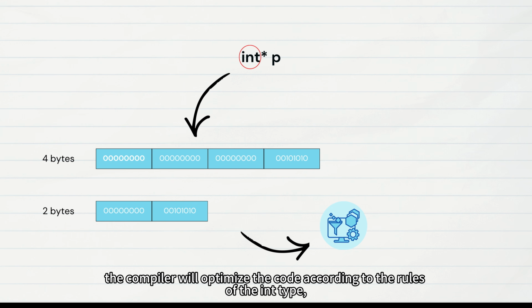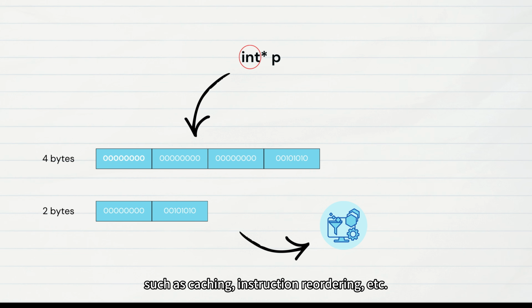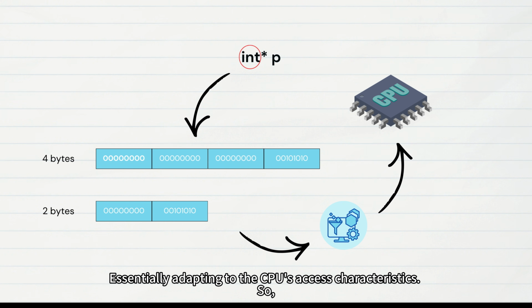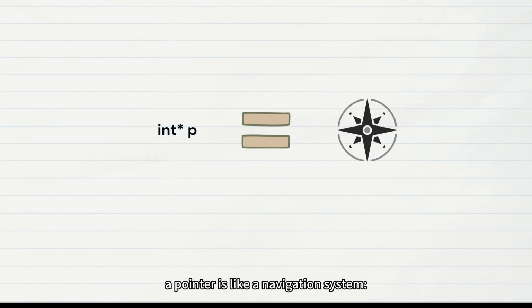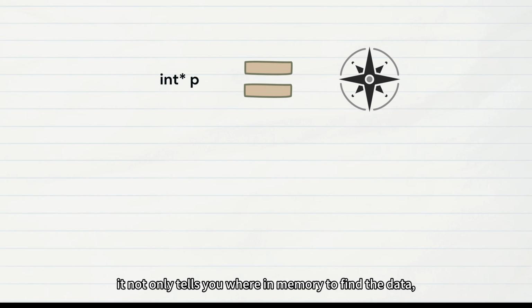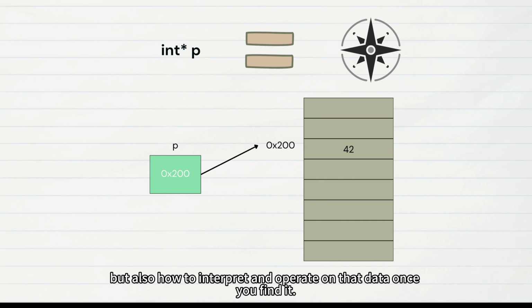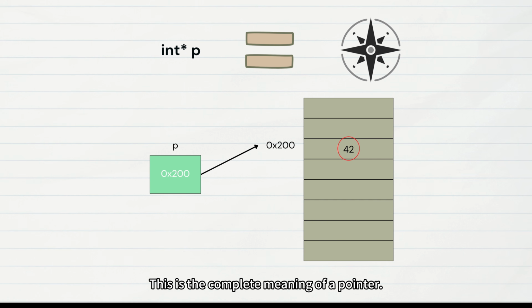At the same time, the compiler will optimize the code according to the rules of the int type, such as caching, instruction reordering, etc., essentially adapting to the CPU's access characteristics. So a pointer is like a navigation system. It not only tells you where in memory to find the data, but also how to interpret and operate on that data once you find it. This is the complete meaning of a pointer. It's not a cold numeric address, but a combination of location plus operation.